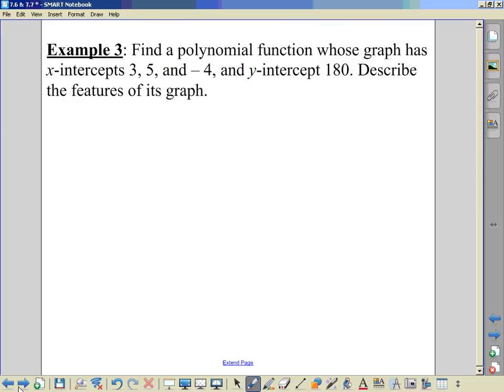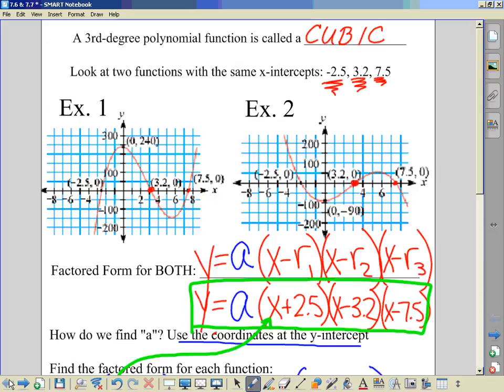Finally, example 3, this will be for you to do on your own from scratch. Find a polynomial whose graph has those x-intercepts and that y-intercept of 180. And I want you to describe the features of the graph. What I mean by that is I want you to talk about a concept called end behavior.